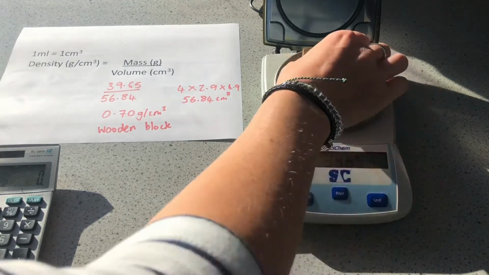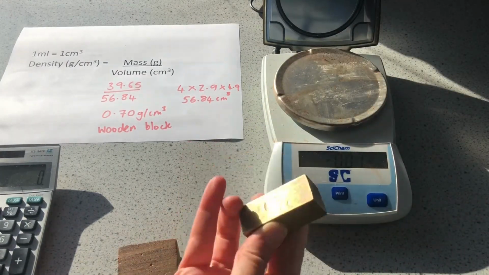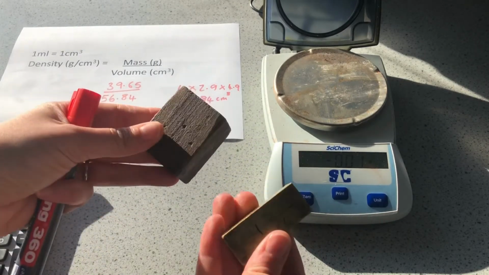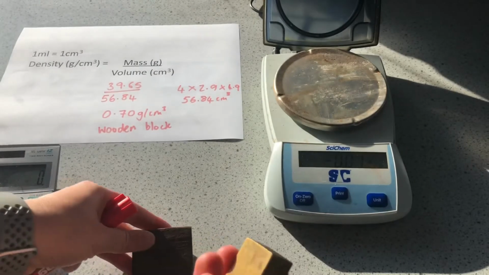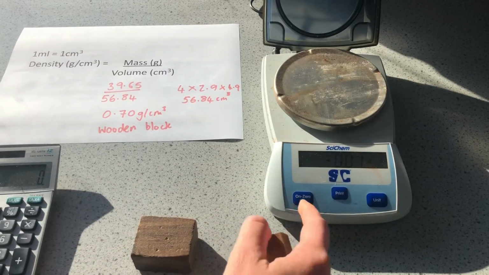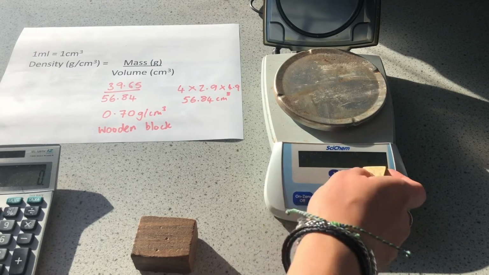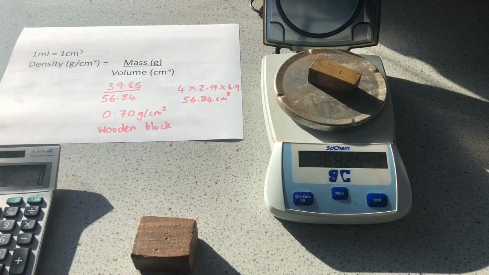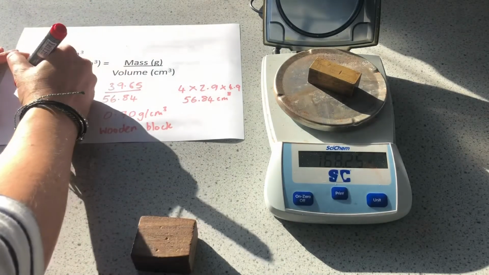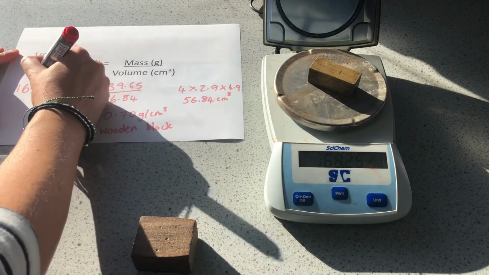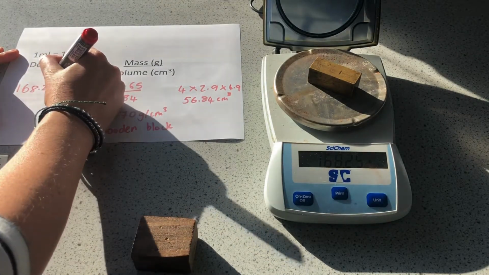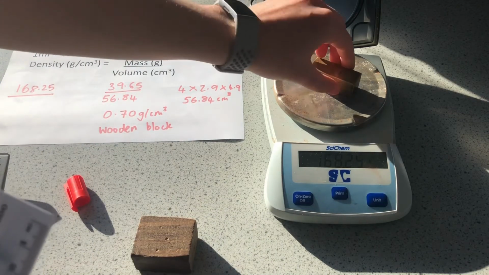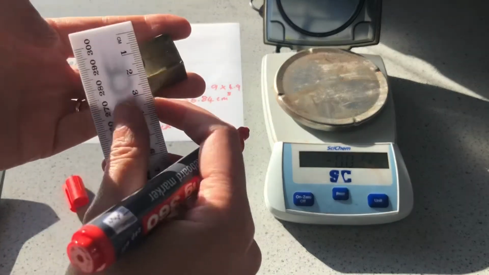Next I'm going to look at this brass block. Okay, much heavier. Can tell because the size is actually smaller than the wooden block, and yet it's heavier, so that's giving me an idea that it's going to be denser. Okay, I'll go first of all with my mass. Okay, and I've got a mass there of 168.25 grams, and then let's work out the volume.